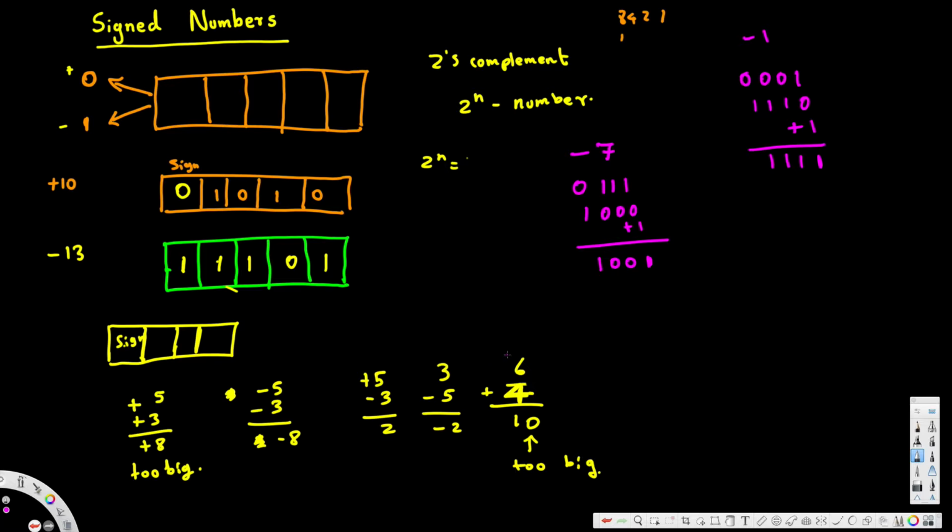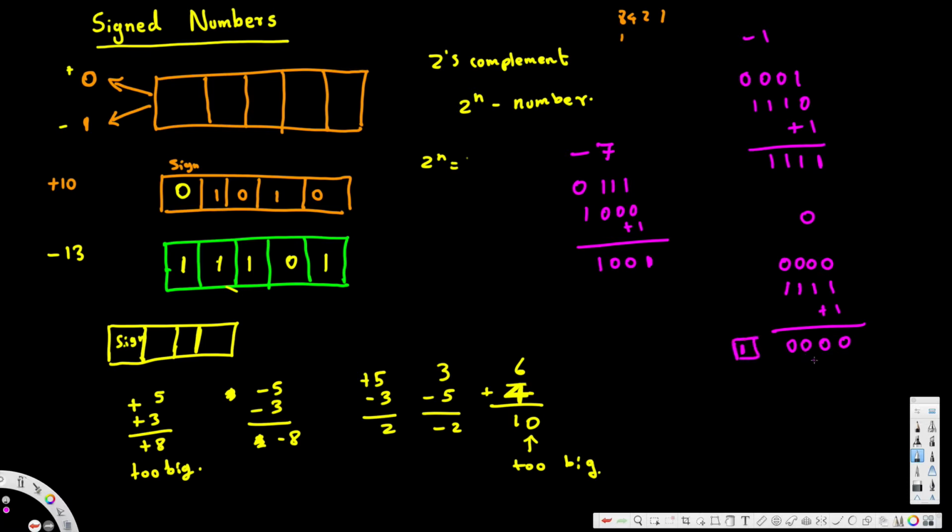Now, let's see the 2's complement of 0. For 0, we know that it's 0000. And if we take the 2's complement, first the 1's complement is 1111, opposite sign, plus 1. If you add 1 to this 1, this is going to be 0, with a carry 1. 1 plus 1 is 0 and a carry 1, 1 plus 1 is 0 and a carry 1, and we have an overflow.